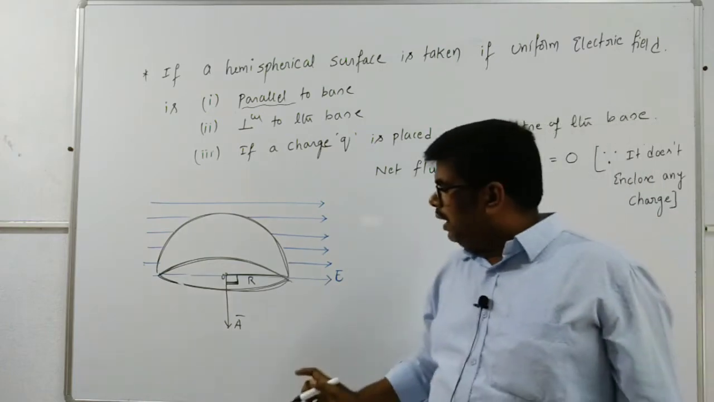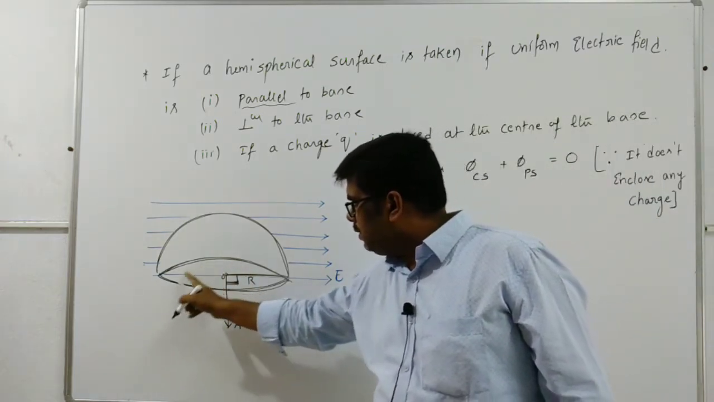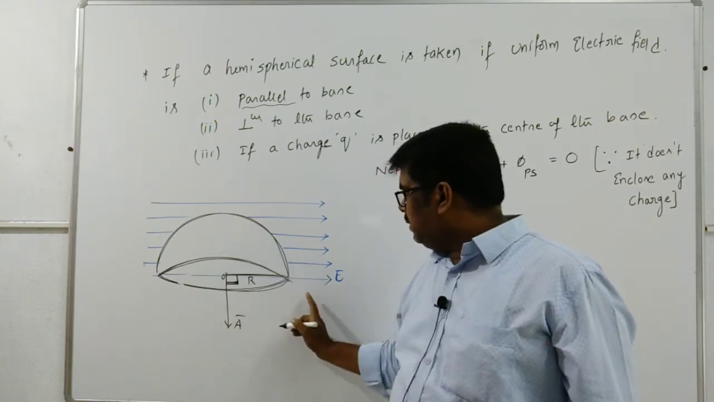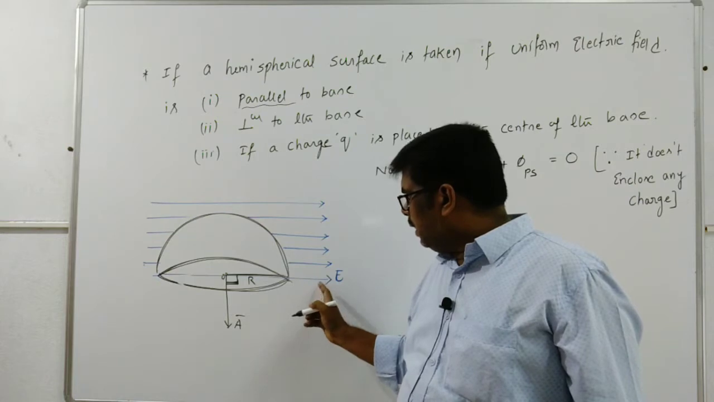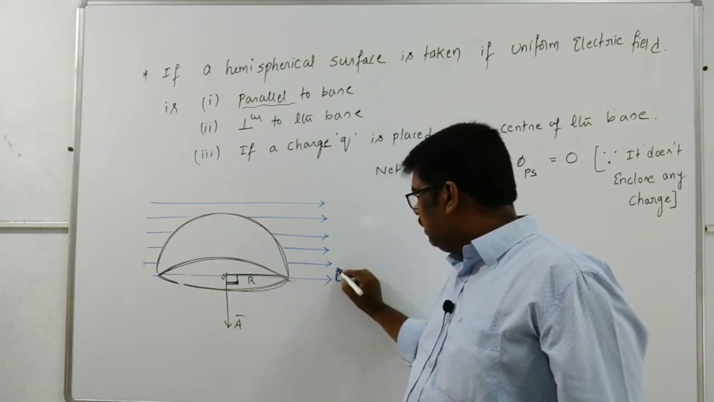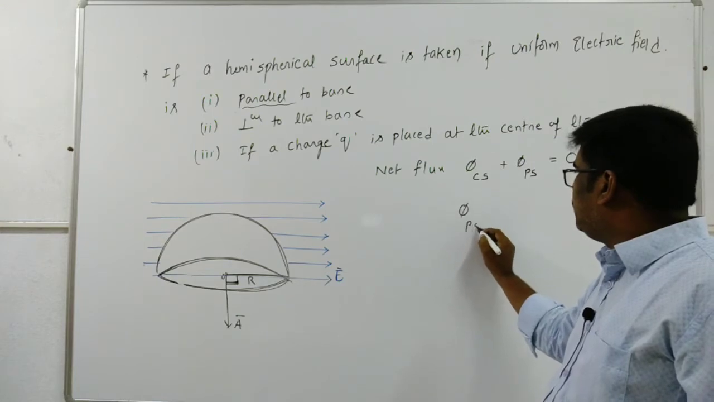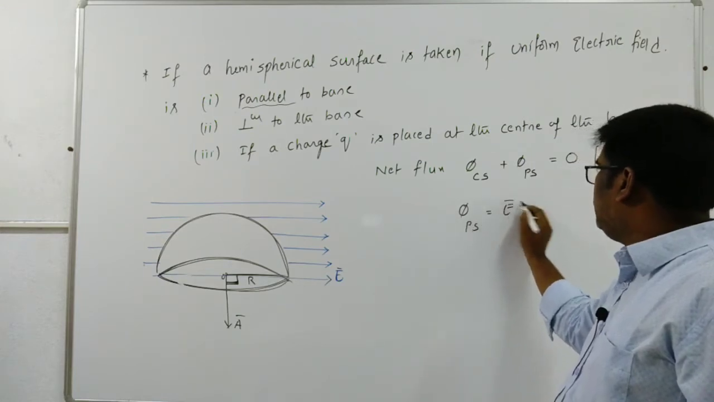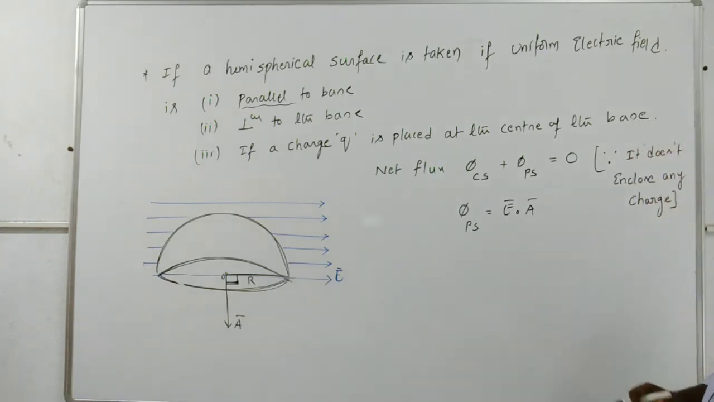So you can observe here the plane surface. At the plane surface, flux is nothing but we can write as a scalar product of electric field intensity vector and area vector. So flux through plane surface is nothing but the electric field intensity vector and the area vector dot product.